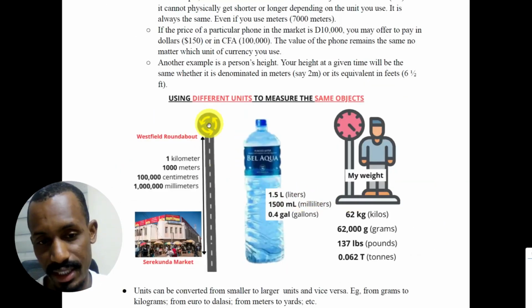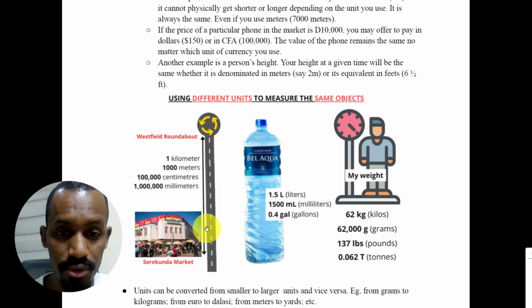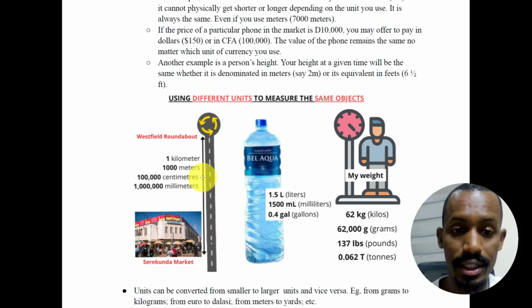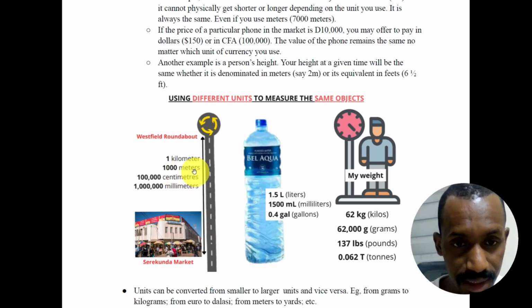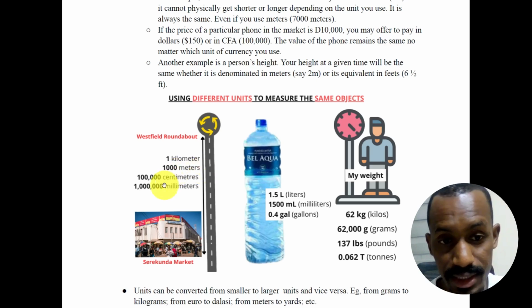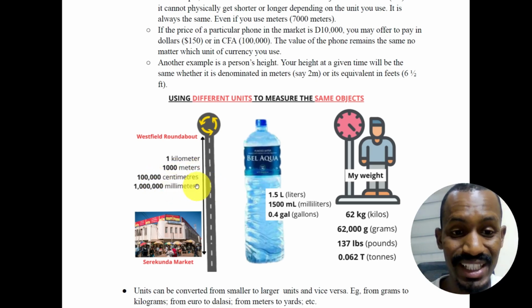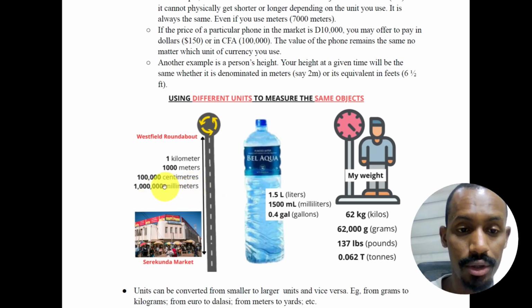So as we know, the example here from Westfield to Serekunda Market is exactly like 1 kilometer, all right? But if you say it in meters, you will say 1,000 meters. If you say it in centimeters, you say it is like 100,000 centimeters. If you say it in millimeters, you will say 1 million millimeters, all right? So it's all talking about the same distance.